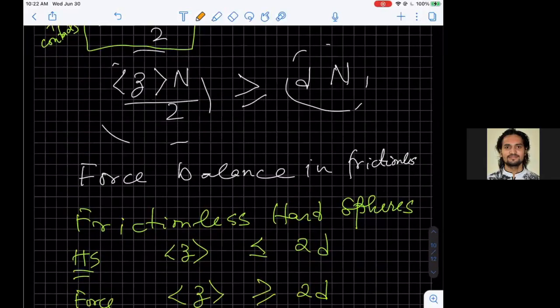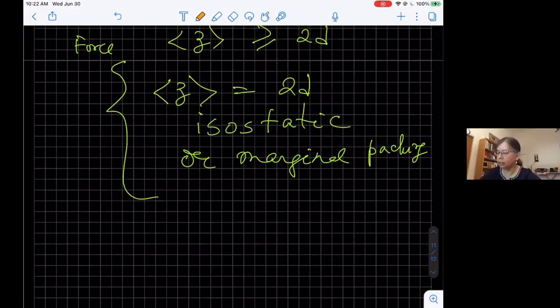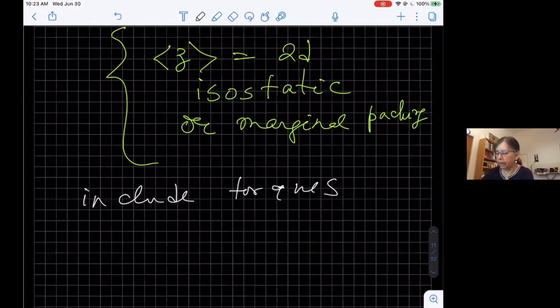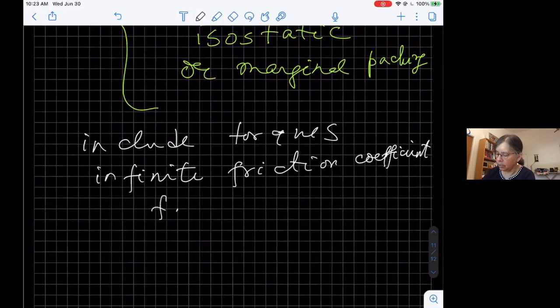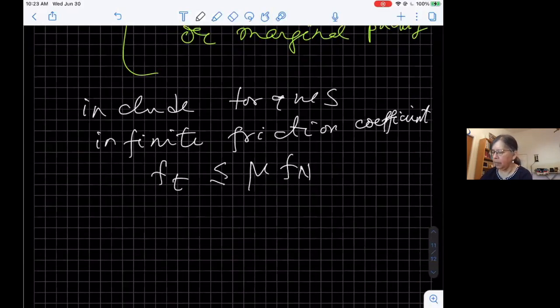Okay, so you can now generalize this, and I'll leave that as an exercise. You can generalize this to include torques, and this is what Sanjib was talking about. Let's, for simplicity, take infinite friction coefficient. That's the only place I can actually do this constraint counting. So this constraint of Ft less than or equal to mu Fn then becomes irrelevant, correct? Because Ft can be anything.